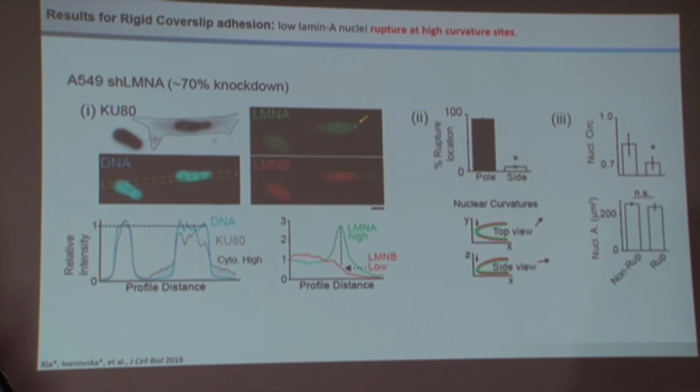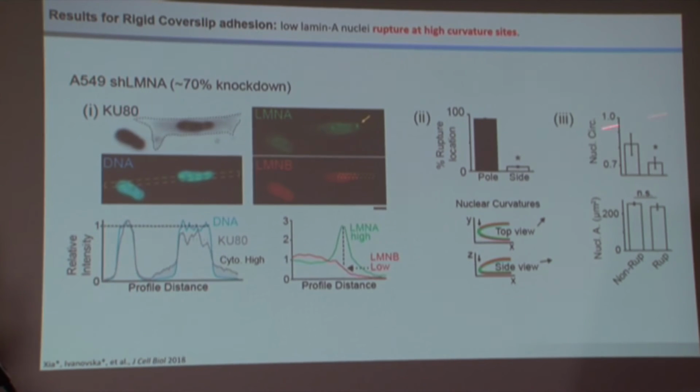Then we went to an even simpler situation. We just used a stiff substrate and looked at cells that have high curvature. Interestingly, we found that if there is a rupture, there was a depletion of lamin B protein, but there's also accumulation of lamin A.